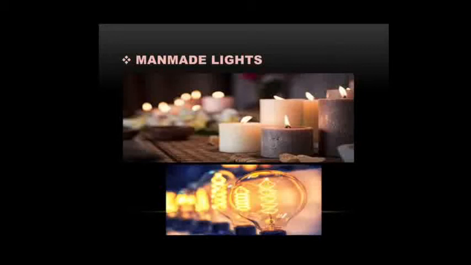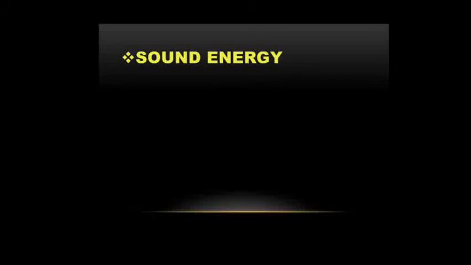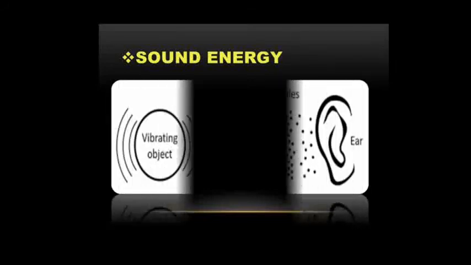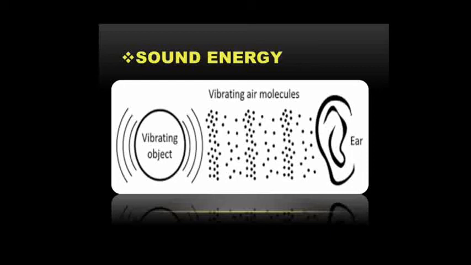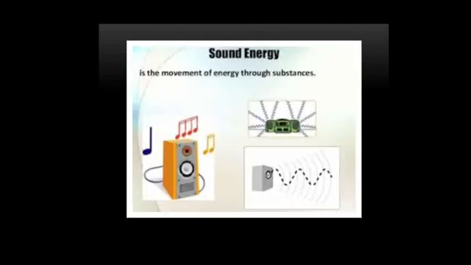So children, now let us understand sound energy. Children, we have learned sound energy in the previous chapter. So sound is a form of energy. It is produced by the vibration of objects. It produces a sensation of hearing to our ears. The sound energy can travel through air, water, wood, metal, etc.